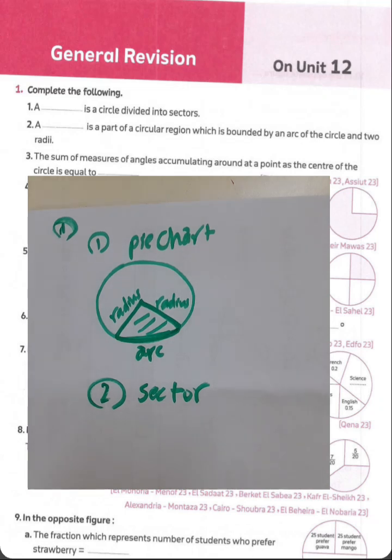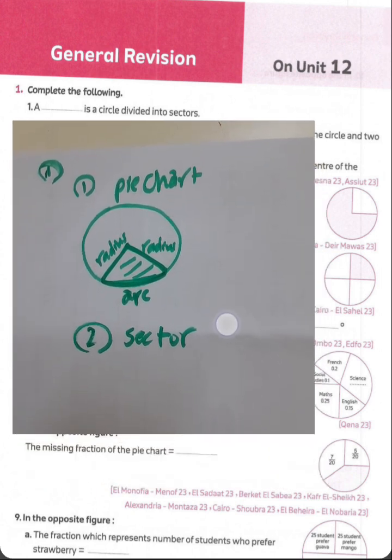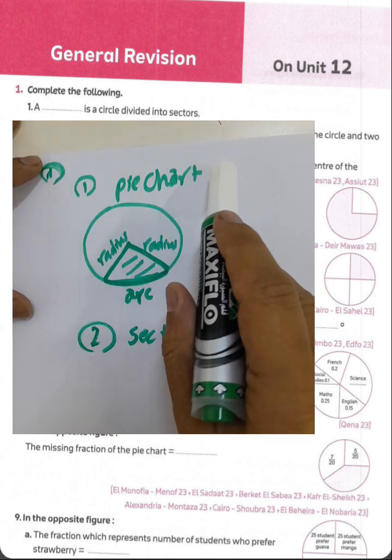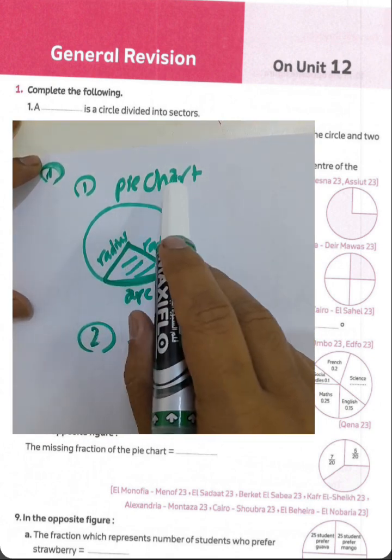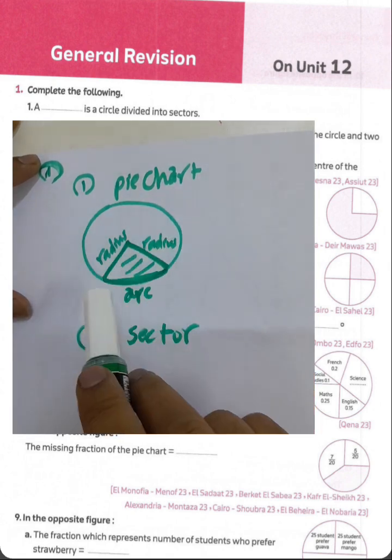Today we'll solve general revision on unit 12 from the Al-Moasser book, page 52. Look with me at question number 1 here. A circular region divided into sectors, we call it a pie chart. A pie chart means a circle divided into sectors.